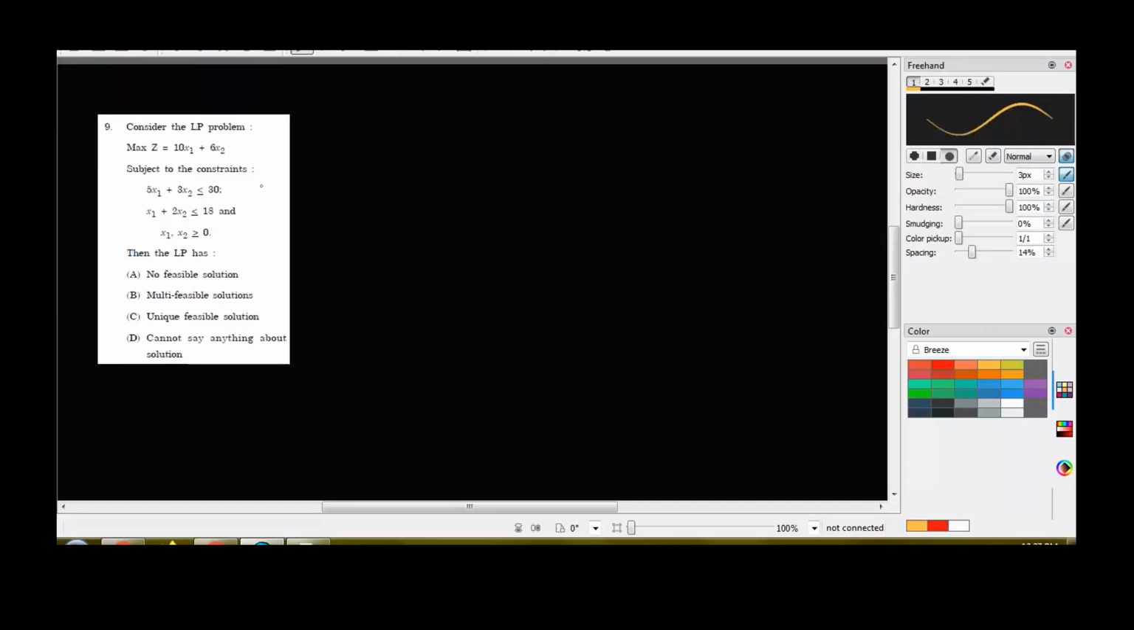So for this particular line, the possible points for plotting if we take x1 as 0, we'll have x2 as 10. And if we take x2 as 0, we'll have x1 as 6. For the second line, the points for plotting would be if x1 is 0, x2 will be 9. And if x2 is 0, x1 will be 18.